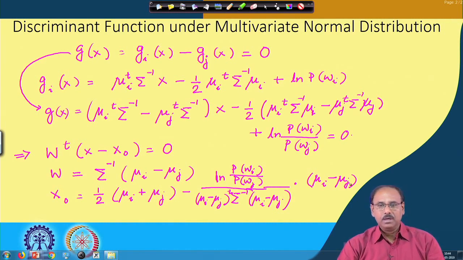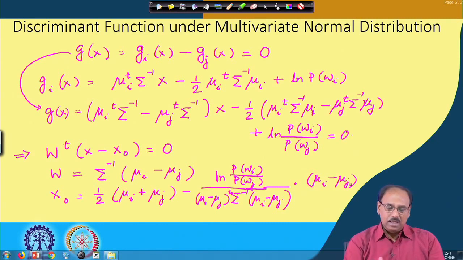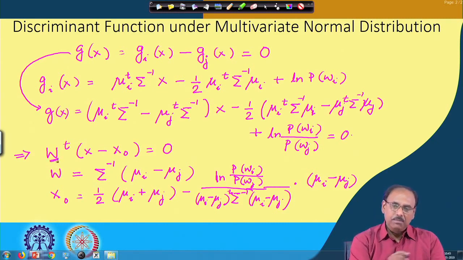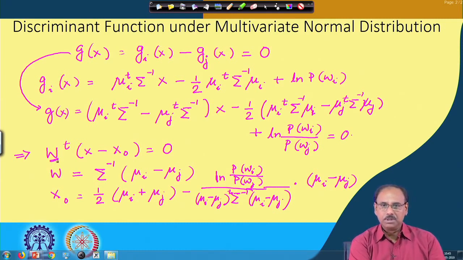And if you remember, this form is similar to what we obtained in the previous case, where the covariance matrix was a diagonal matrix for all the classes. But what is the difference? In the previous case, this W was simply mu I minus mu j. That means W was the vector drawn from mu I to mu j. But in this case, W is sigma inverse into mu I minus mu j.